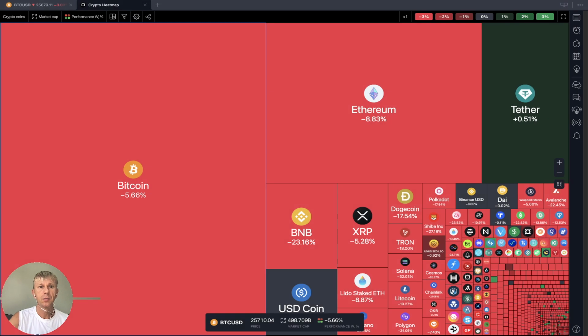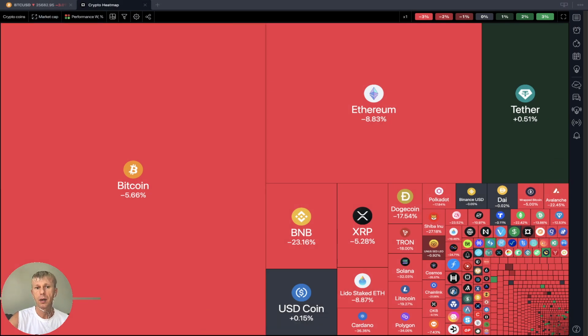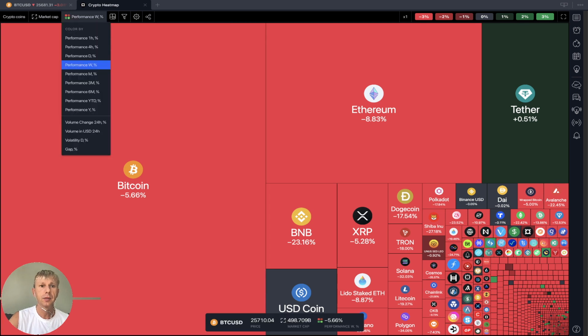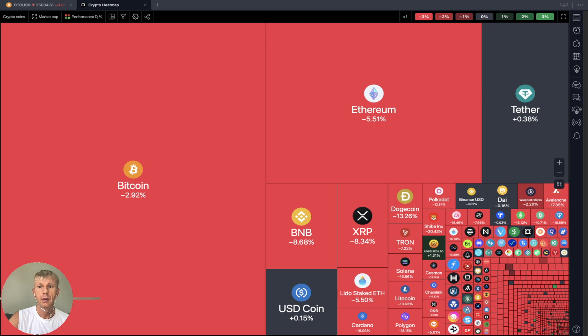Let's start from weekly performance. Weekly performance, market cap, crypto coins, crypto heat map. All cryptos, all red except a few of them, just all red. Let's check daily performance. Daily performance same, all red, even just 1, 2, 3, 4, 5, just a few of them. A lot of blood.